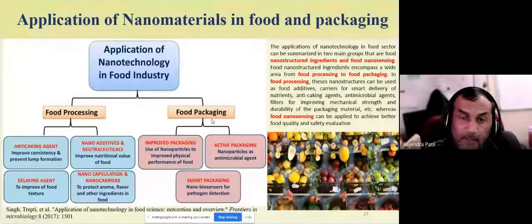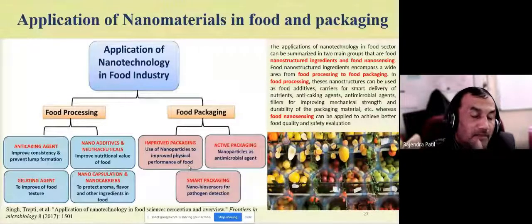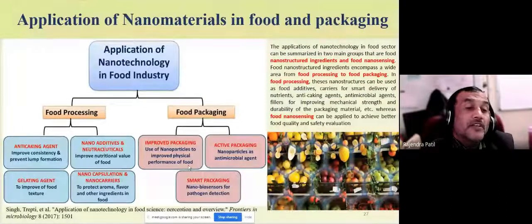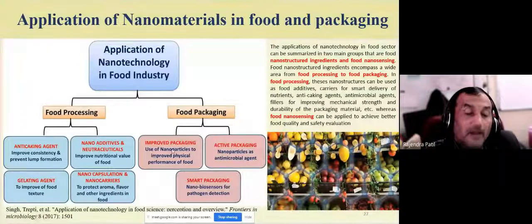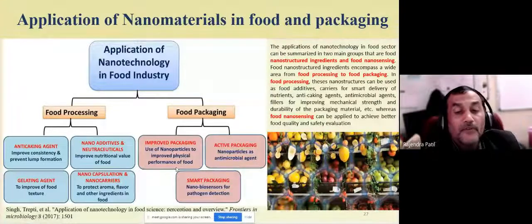And in the food packing industry, in food packing sectors, nanomaterials are used to improve the physical performance of the food. What does it mean? See, as I said, when nanostructures are formed, various properties change, including the mechanical property. So improved mechanical property is imparted through a packing material, and that way it improves the physical form of the food.